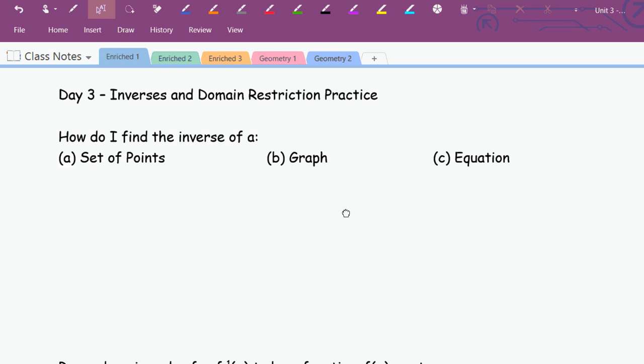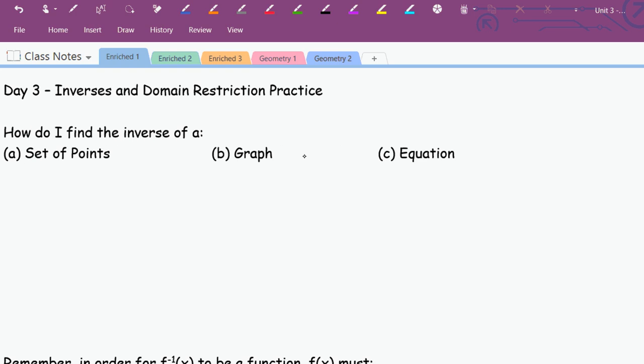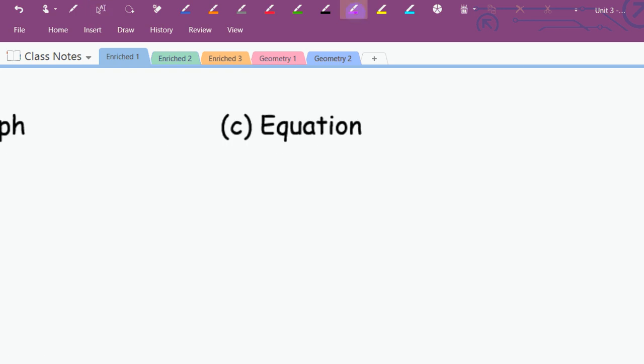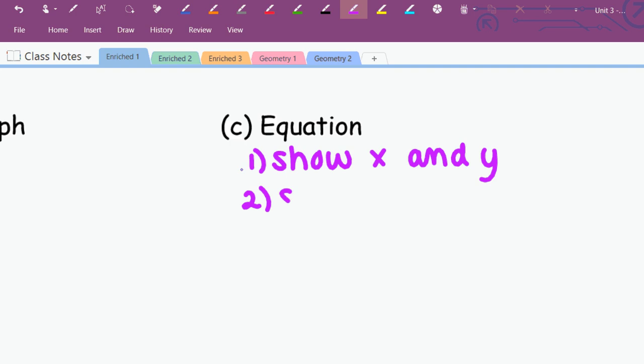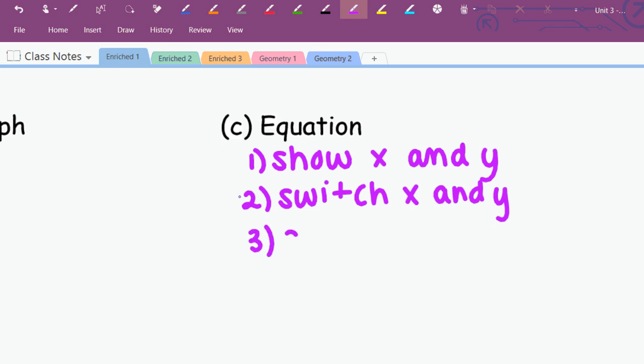Brooke, C, what do you want to say? The equation, you have to show your x and y, and then you have to switch them, and then you have to solve. Perfect. So I go through exactly what we just said. Make sure, 1, that you show x and y. Step 2 was to go in and switch x and y. And 3 was solve for y.